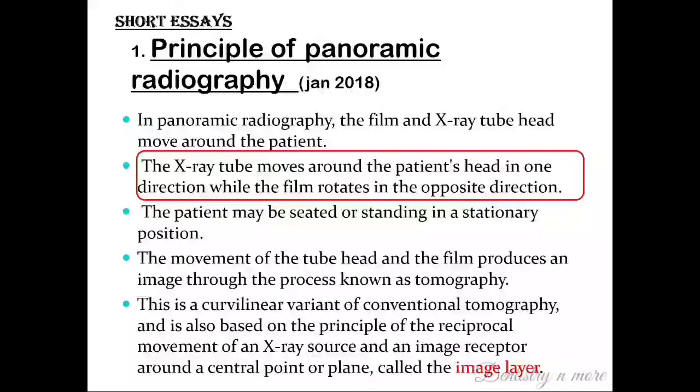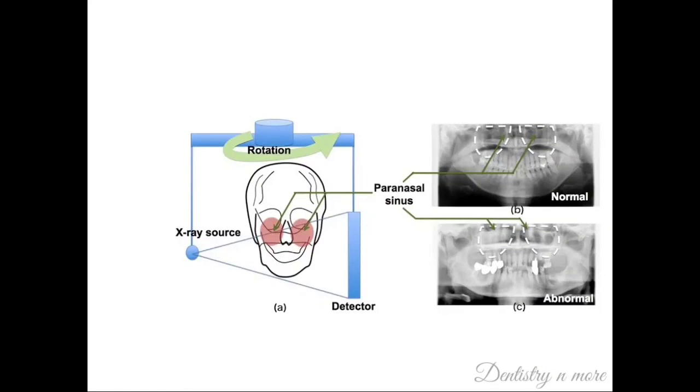The movement of the tube head and the film produces an image through the process of tomography, and this curvilinear variant of conventional tomography is also based on the principle of reciprocal movement of an X-ray source and the image receptor around a central point or plane, which is called the image layer. You can see in this diagram there is a center of rotation where the patient's head is stationary, and the X-ray tube head moves around one side of the patient and the receptor assembly moves towards the opposite side. The image receptor slides past the collimator, sequentially producing a latent image, and there is a charge coupled device image receptor, wherein a vertical charge coupled linear array behind the collimator continuously reads out the exposure to produce an image.